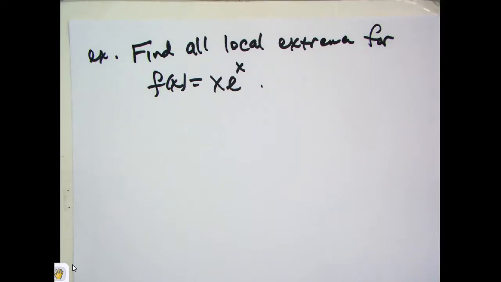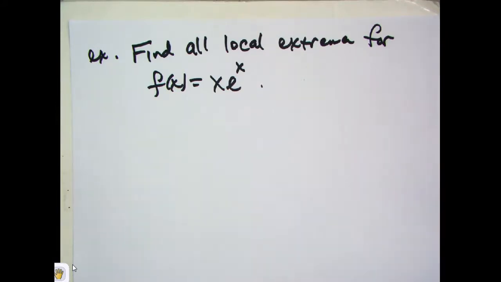If f prime goes from positive to negative, then that means that if f prime is positive, your graph is increasing, f is increasing. If f prime is negative, then f is decreasing. So if f prime goes from positive to negative, then f is going from increasing to decreasing, and that's where you get a max. Okay. So in any event, we need to determine if f prime is changing signs.